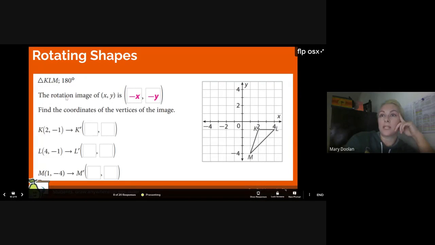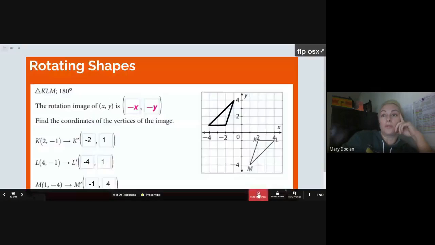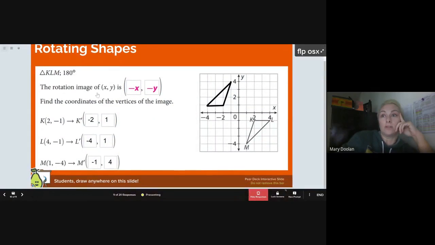And the rotation that we are doing is 180 degrees. So the rule is (x, y) becomes (negative x, negative y). So for this rule, you don't move the location of your coordinates. They stay in their same location. All you have to do is change their signs. So (2, negative 1) becomes (negative 2, positive 1). (4, negative 1) becomes (negative 4, positive 1). (1, negative 4) becomes (negative 1, positive 4).